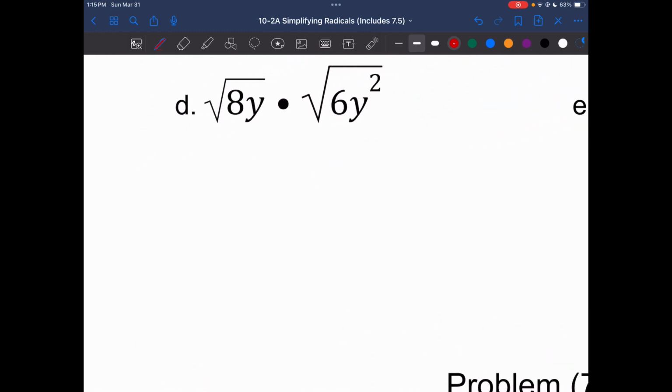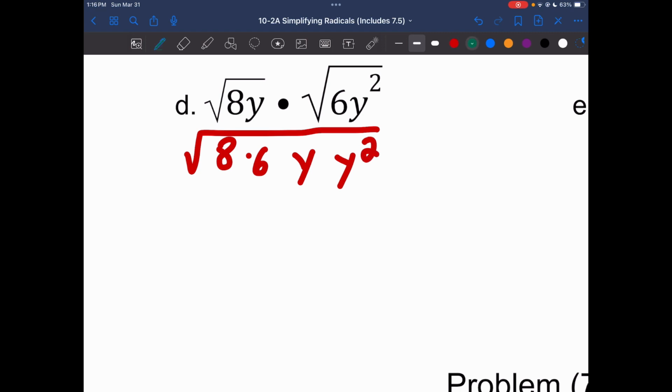All right, letter D. We are going to combine this all under one radical. We have 8y. We've got 8 times 6. And then we group, we've got a y and a y squared.